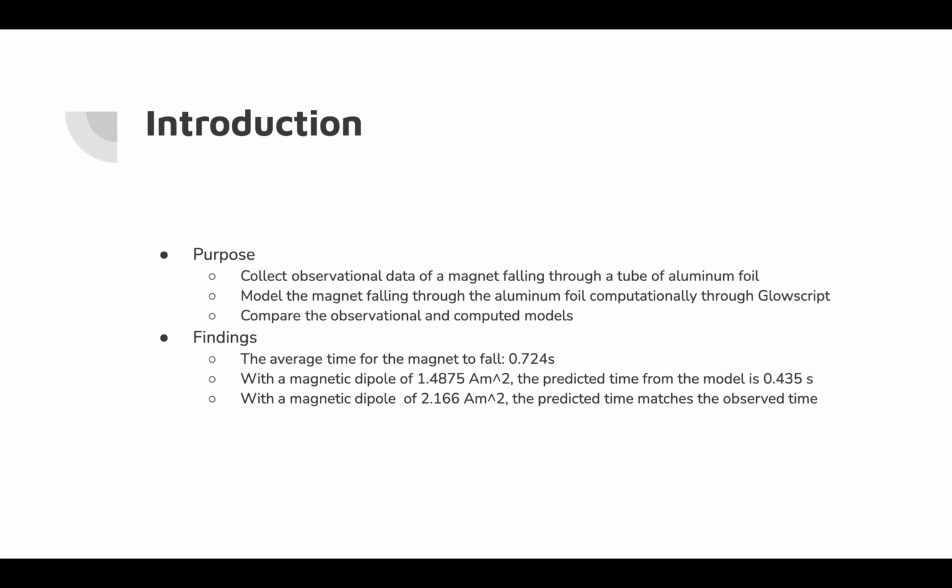The preliminary findings show that the average time for the magnet to fall was 0.724 seconds. With a magnetic dipole of 1.4875 amps squared, the predicted time for the model was 0.435 seconds. And with the magnetic dipole of 2.166 amps squared, the predicted time matches the observed time of 0.724 seconds.